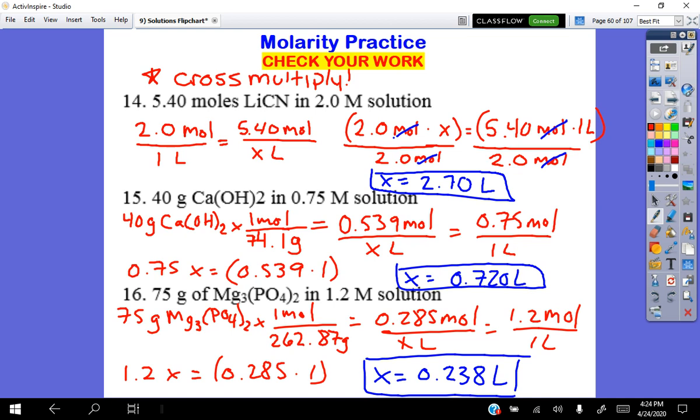Not too bad. But then question 15 works in grams. So first, you have to go from grams to moles, and then you have moles and molarity, which you can use to solve for liters. So if you had your moles that you solved for divided by 0.75 molar, then you would have got an answer of 0.720 liters. And you use the exact same process for number 16.